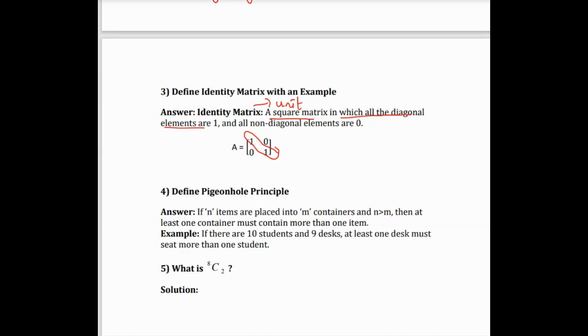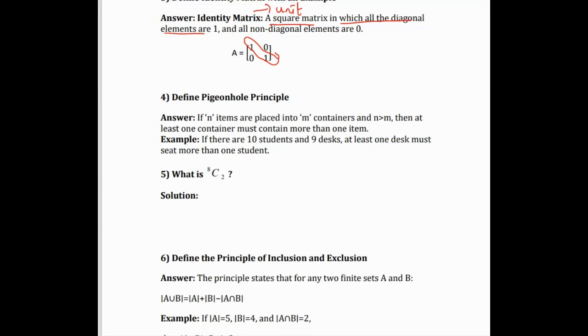Then the next one, we have define pigeonhole principle. What is the pigeonhole principle? If n items are placed into m containers, where n is greater than m, then at least one container must contain more than one item. For example, if you have three pigeons and only two holes, that means one hole will contain more than one pigeon. That will be n greater than m. That is called the pigeonhole principle. Example: if there are 10 students and 9 desks, what does it mean?